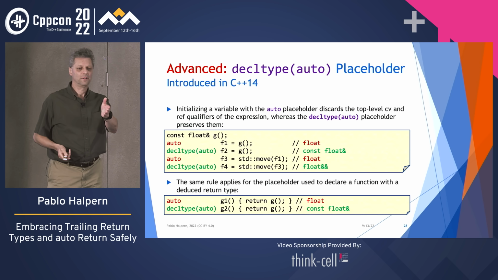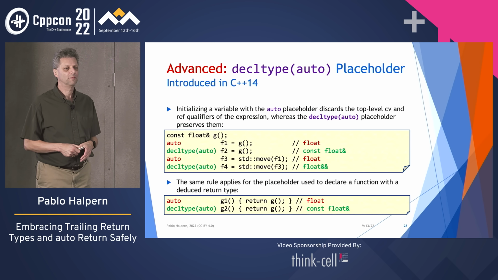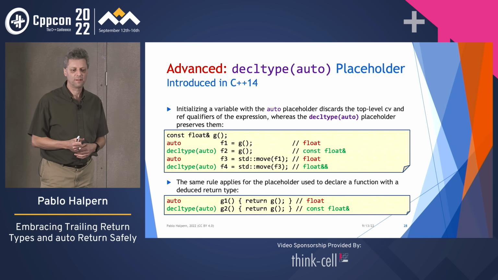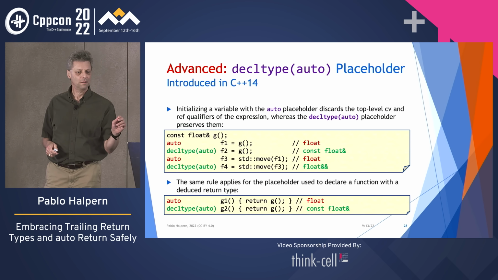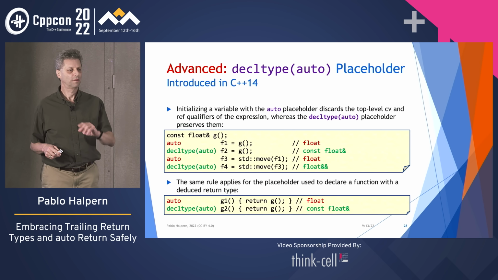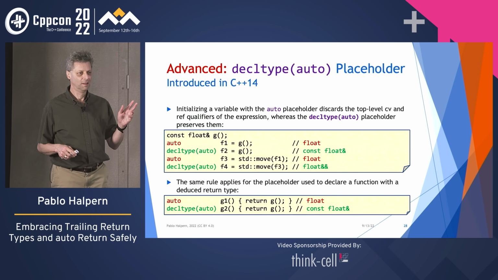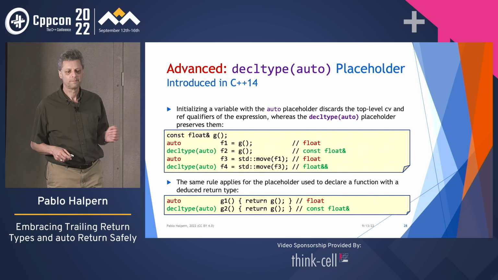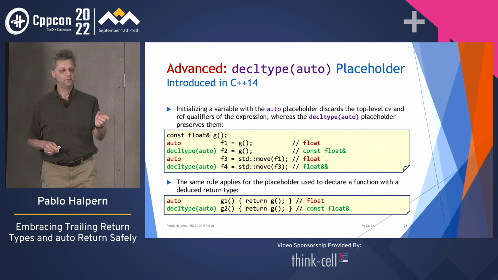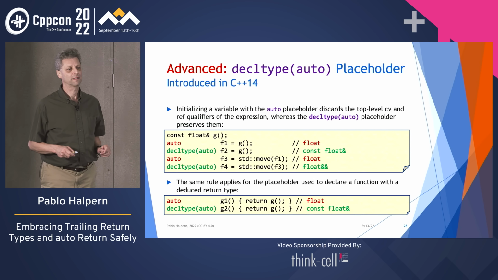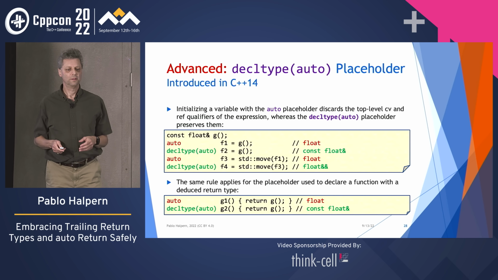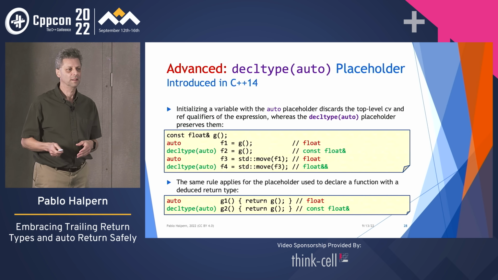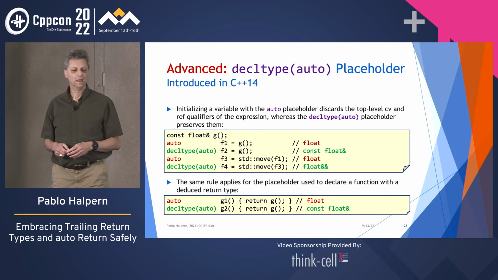In our first example, we have a function called g that returns a float by const reference. If we just call g and assign the variable using auto, we get a float. We throw away the fact that it's a reference, and because it's a top-level thing, we throw away the const as well. But if we declare f2 to be decltype(auto), it preserves the fact that the thing on the right of the equal sign is a reference. The same is true for move. Move returns an R-value reference, but we throw that away with auto. We preserve it with decltype(auto).